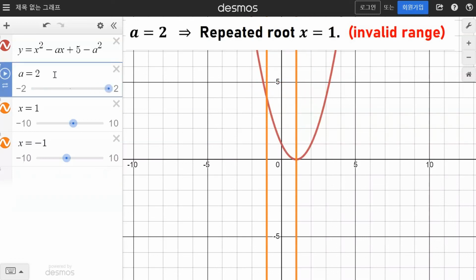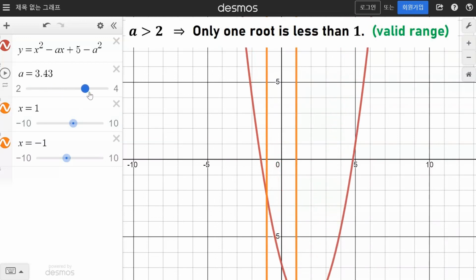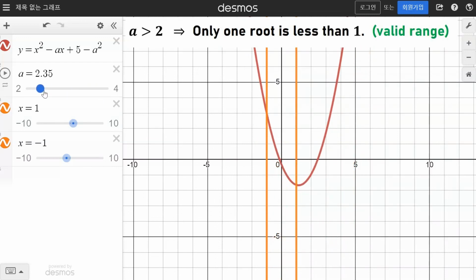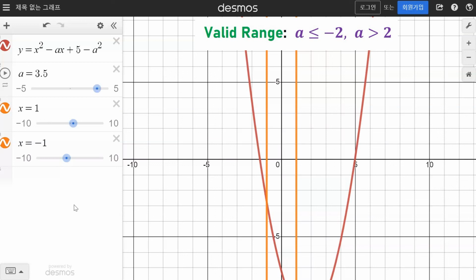And when a becomes exactly 2, the parabola touches the x-axis again. So we have a repeated root. But this time the repeated root is x equals 1. So therefore a equals 2 is also an invalid value. And finally, when a is greater than 2, there are two distinct roots again, and one root is less than 1. Therefore, using the graphing calculator, we can visually check that our obtained range of a is indeed valid.